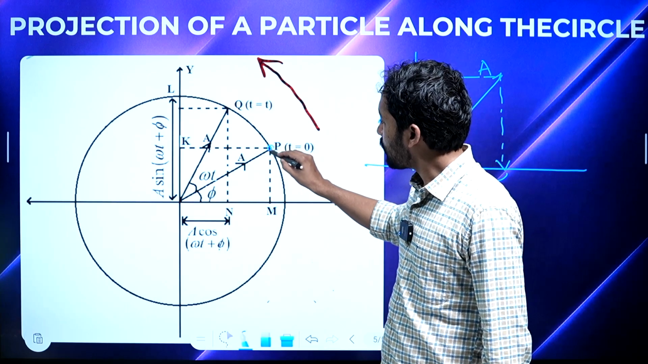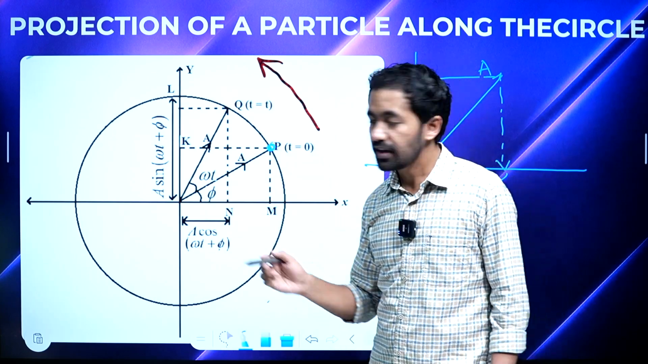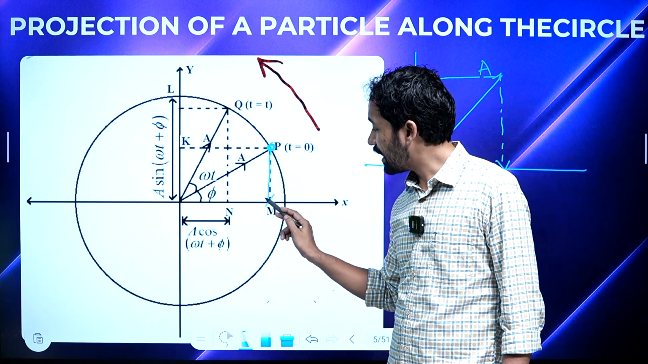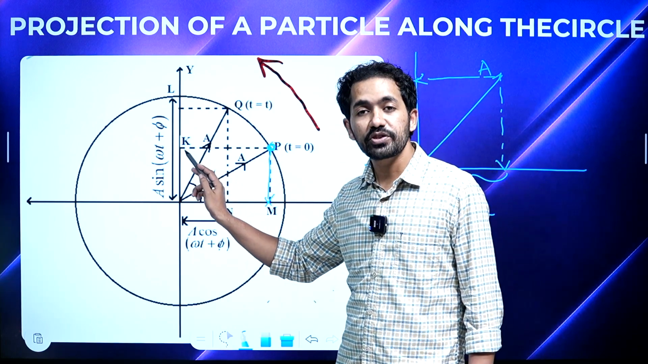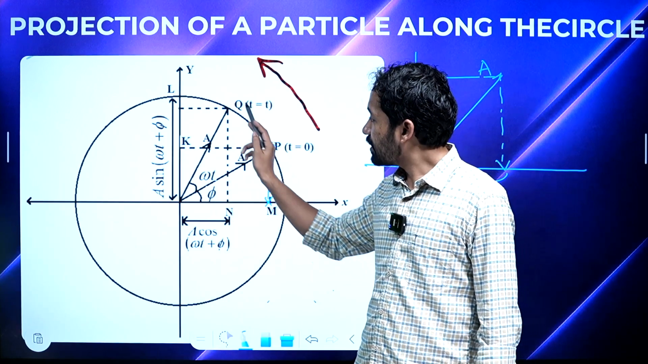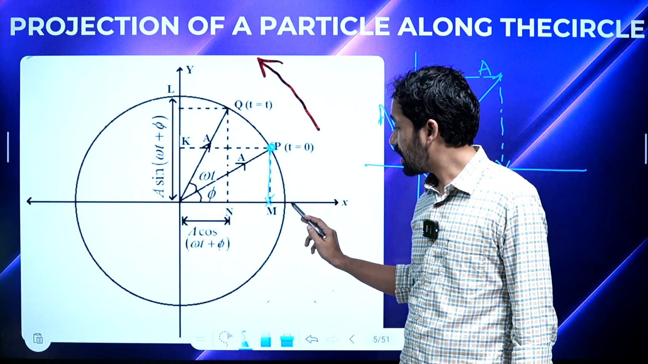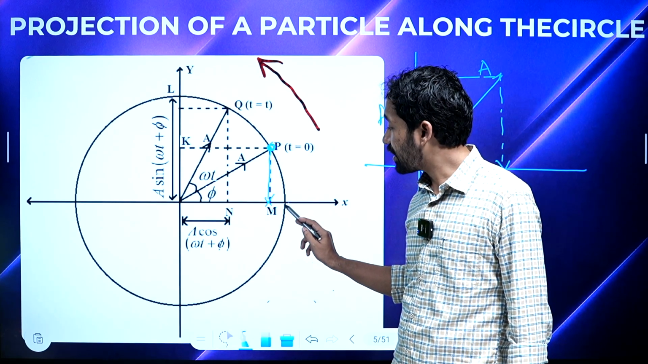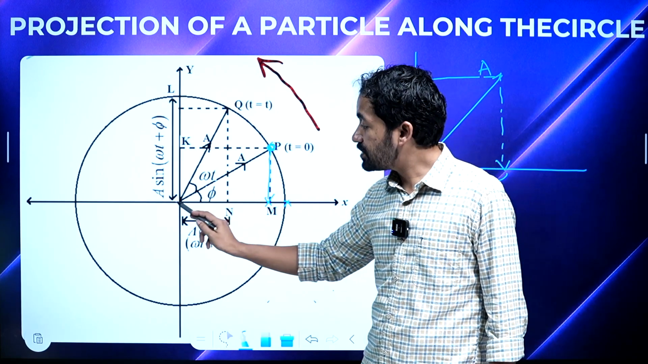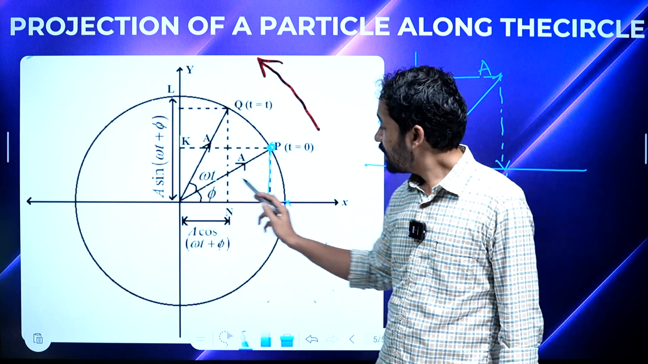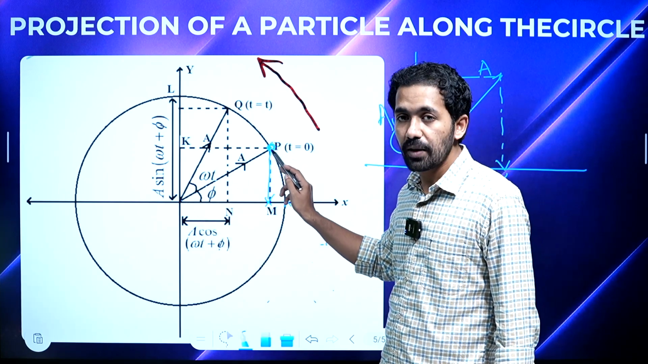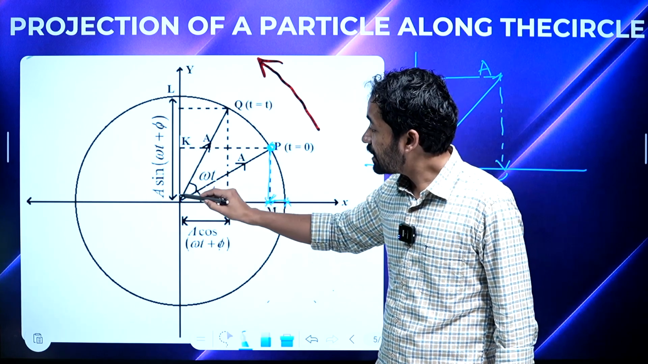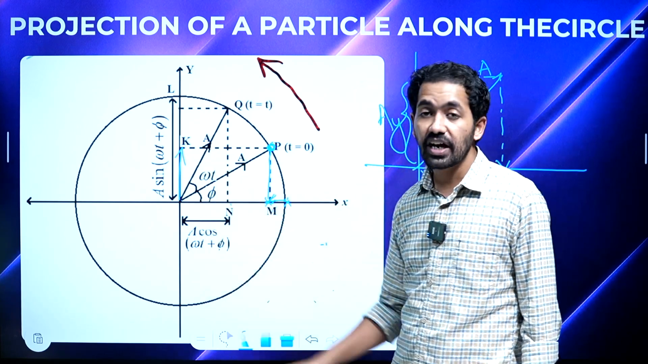When you consider the projection of the particle, which is currently here, this will be the projection along the x-axis and this will be the projection along the y-axis. When the particle started from here, the entire vector was along the x-axis and the projection along the y-axis was 0. Now when your particle started moving up, what happened? The projection along the x-axis started decreasing and the projection along the y-axis started increasing.